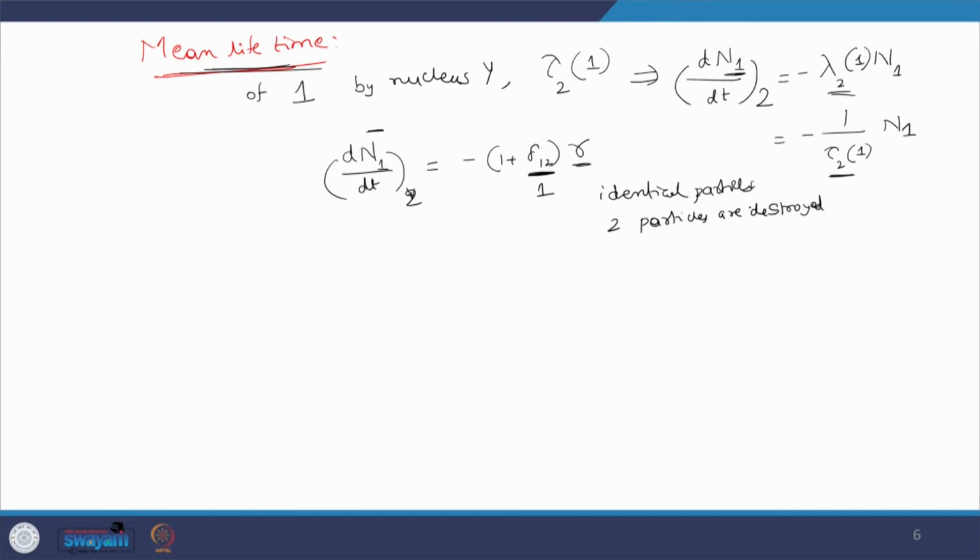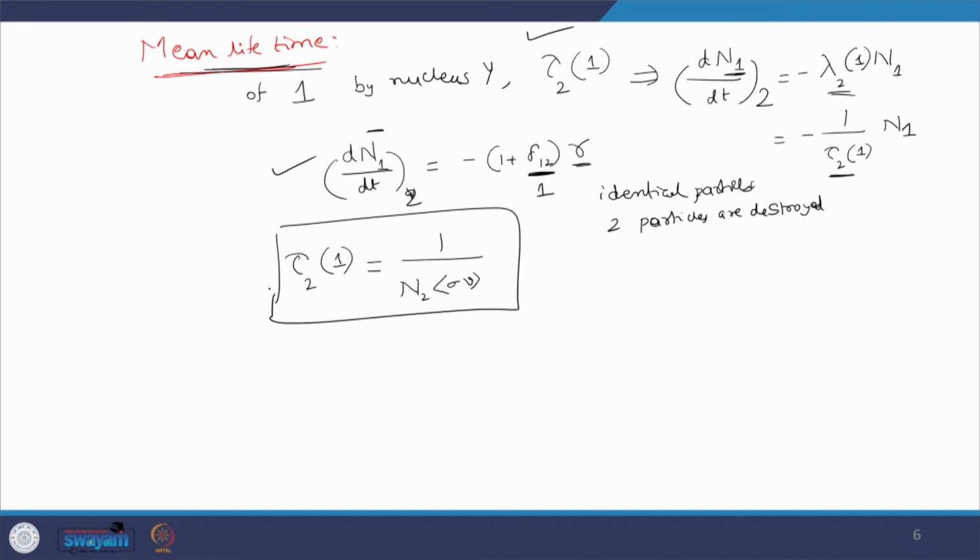Now, combining this equation and the equation that we know for the reaction rate, the lifetime is expressed as tau of 1 against 2 is 1 by N2 sigma v. So, the mean lifetime of nuclei 1 against destruction by nuclei 2 can be represented like this, and we can analogously write tau of 2 against destruction by nuclei 1 as 1 by N1 sigma v. Remember that the identical-particle factor has cancelled out when we write the equation. This is the final one.